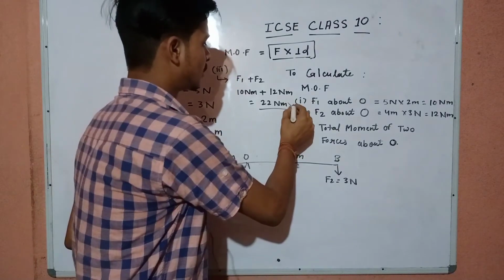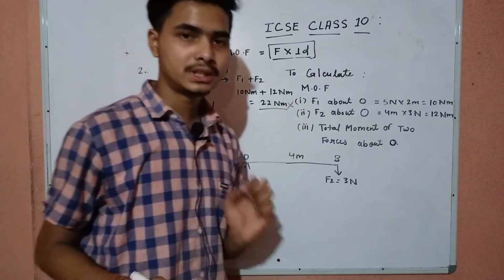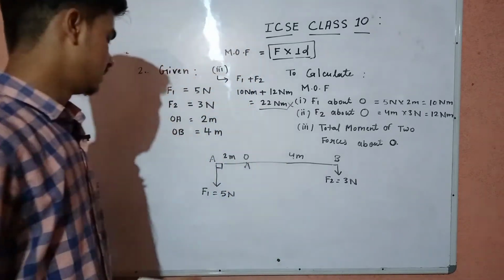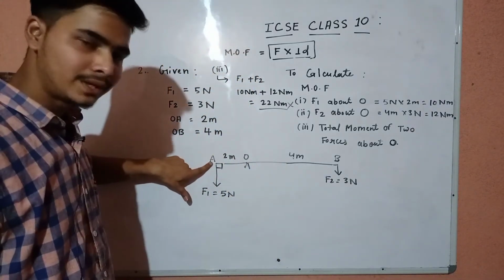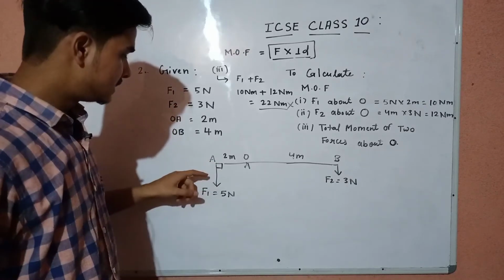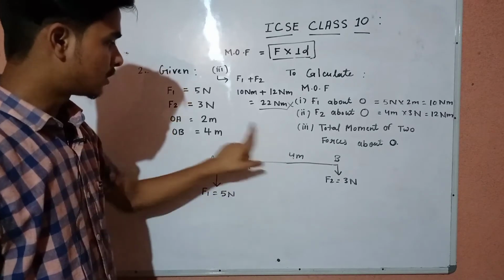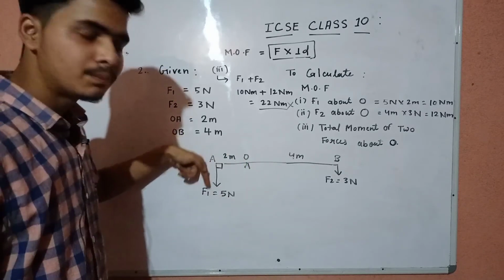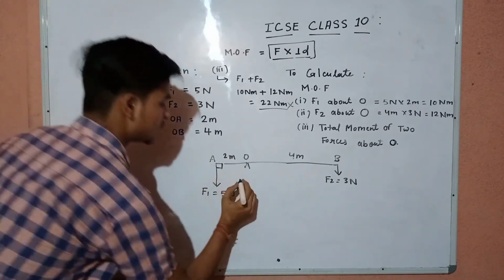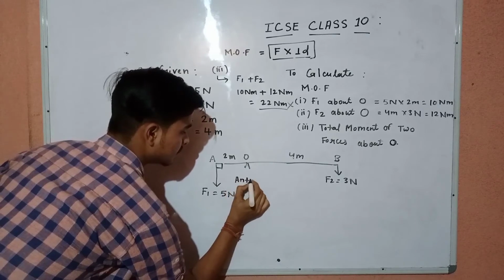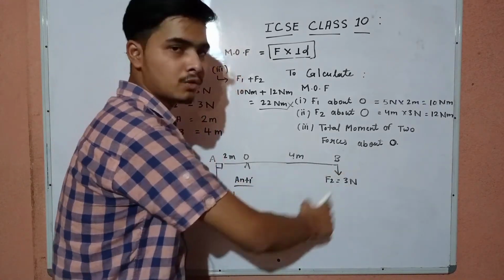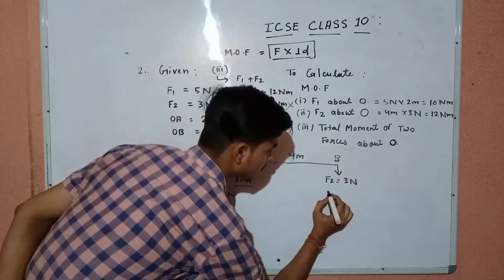This answer is wrong and I will explain the reason. It's a simple reason. See here, moment of force F1 about the point O. If you look carefully, this force will produce an anti-clockwise moment. And if you look at this force, it will produce a clockwise moment.